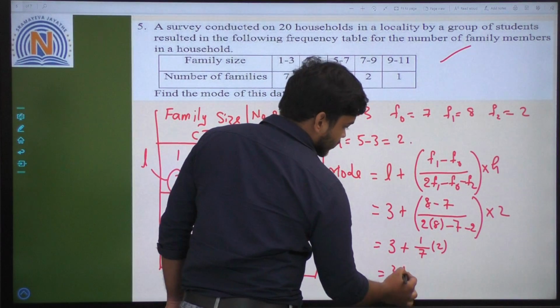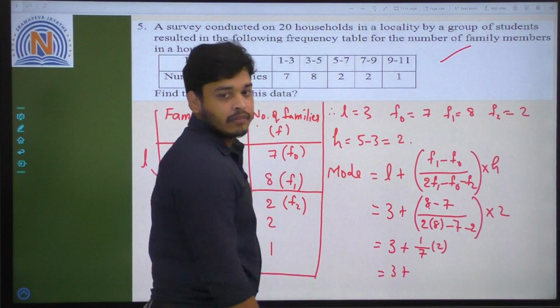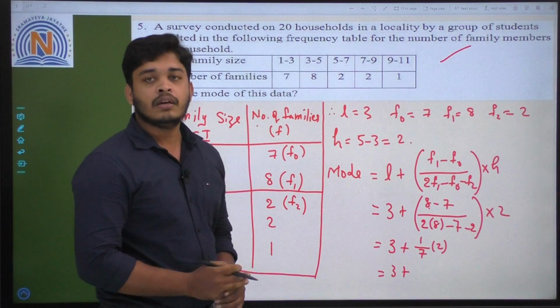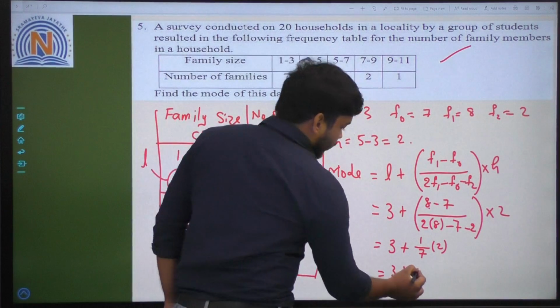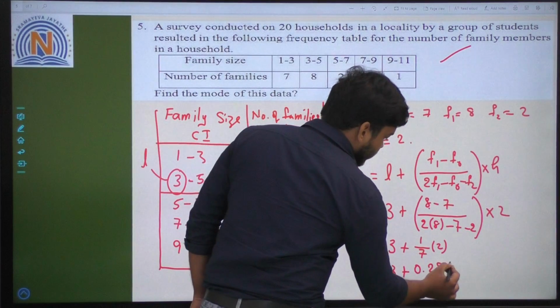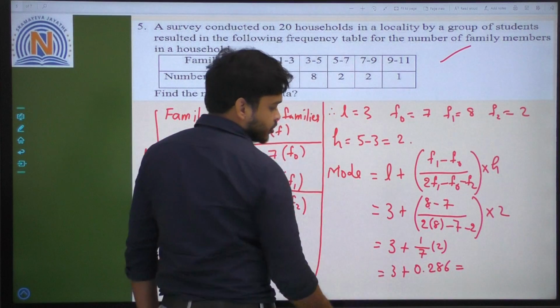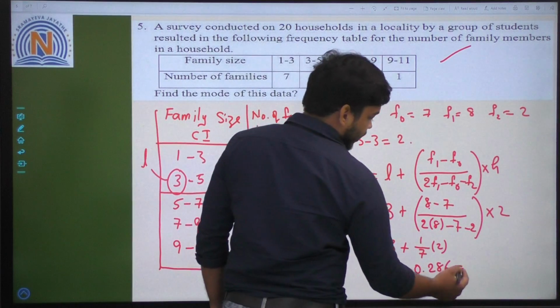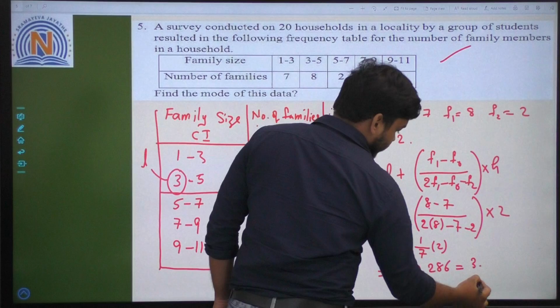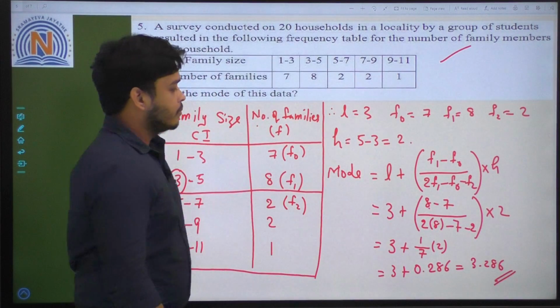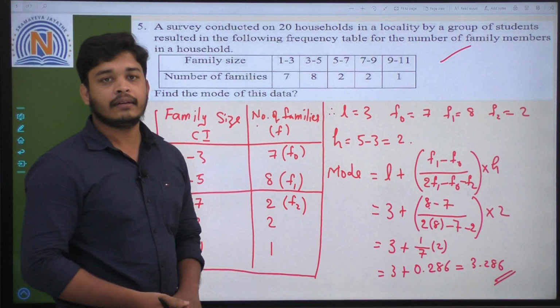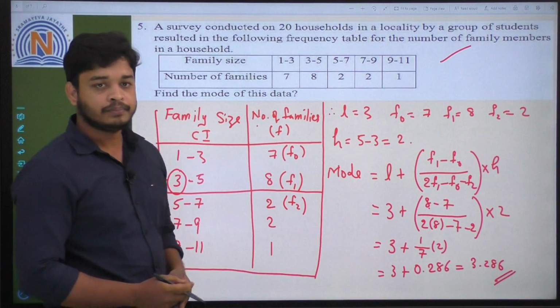So 3 plus here 1 by 7 into 2, the value of 1 by 14 is approximately 0.071. Therefore add these two, 3 plus 0.286 is 3.286. This is the mode of the given data. Now coming to the next problem.